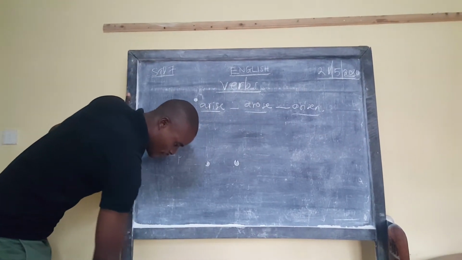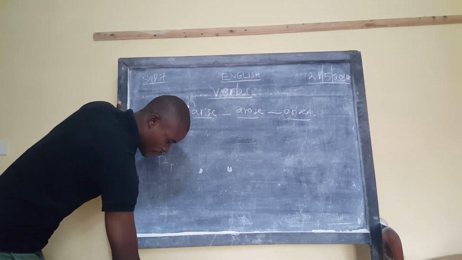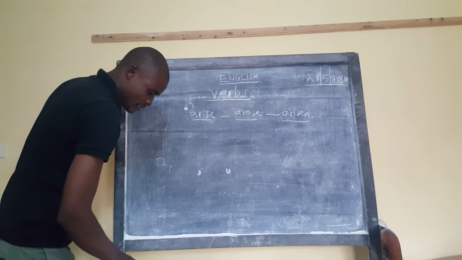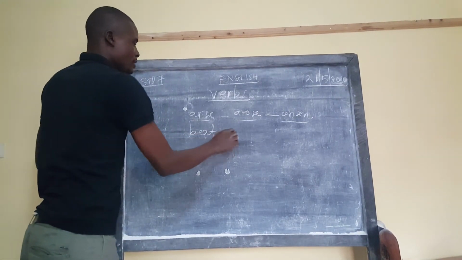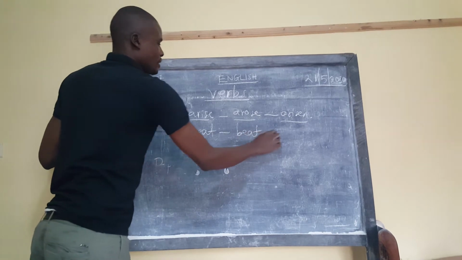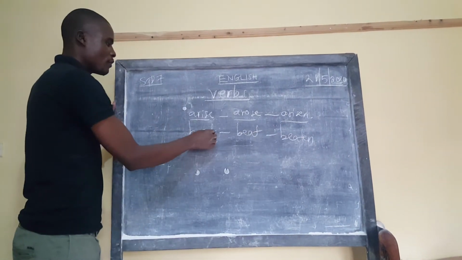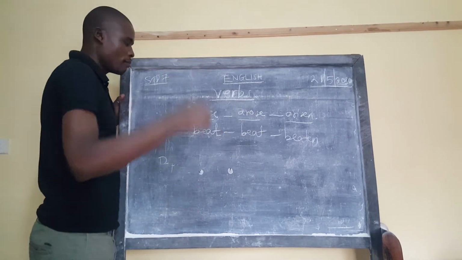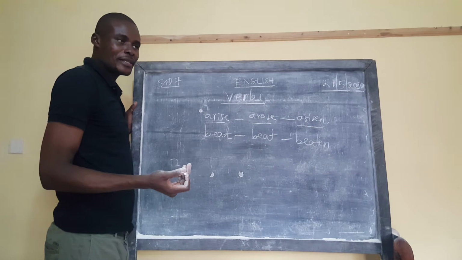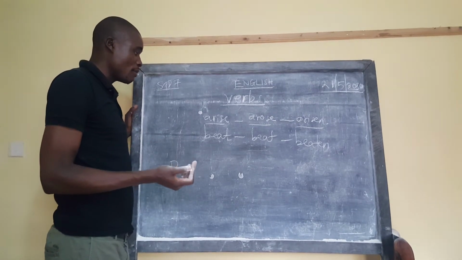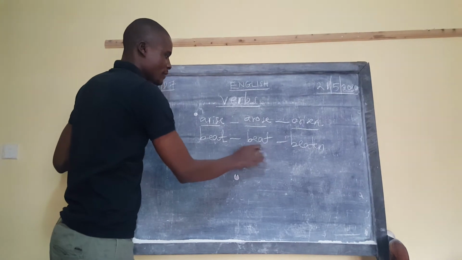Then we have the verb beat. Beat, beat, beaten. This beat is for applying force on somebody, like you're normally being beaten by your teachers or by your parents if you make a mistake. So the word beat there, in the past tense of beat.